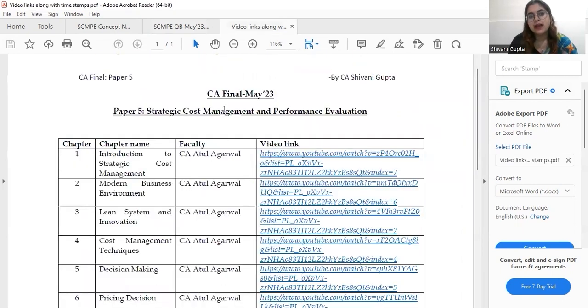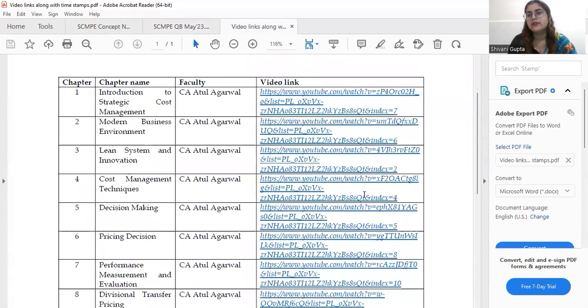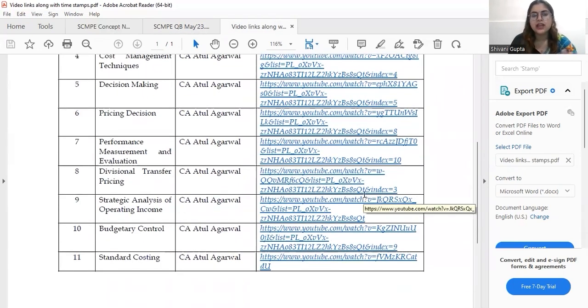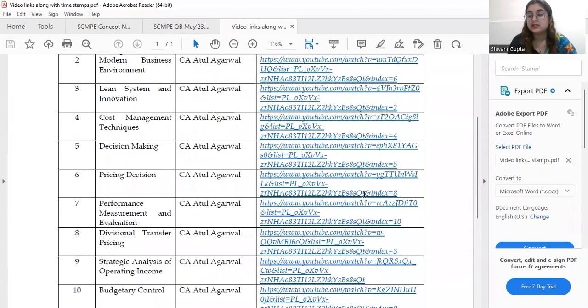Third thing is my favorite, and this is your video links, if you want to revise any concept. I have fully covered this paper with CA Atul Agarwal, and I believe this is the best. This paper can gain you exemption also. If you read it carefully and honestly, you can easily score 60 plus in this paper.